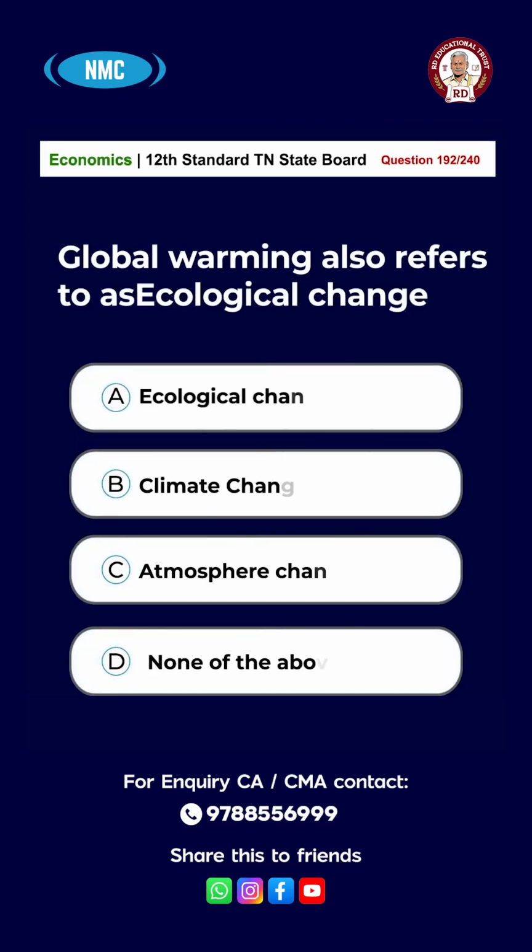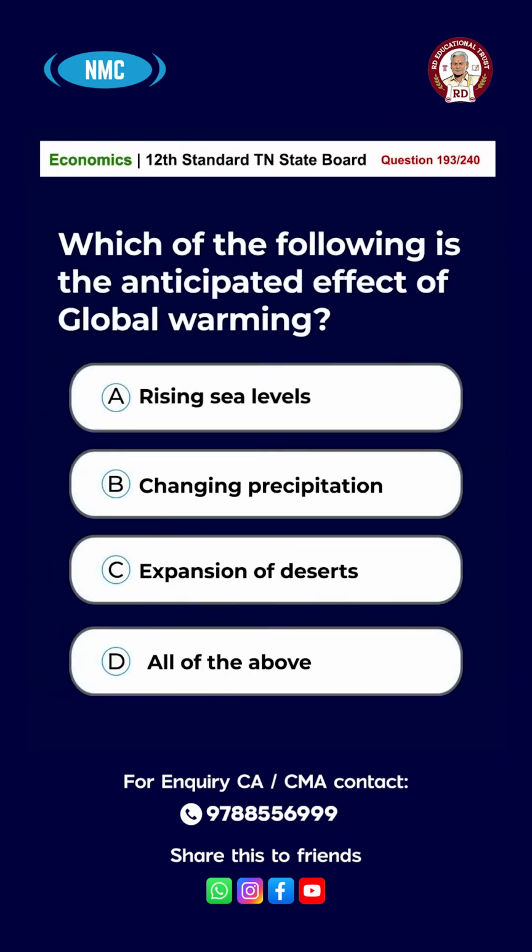Question number 192. Global warming also refers to an ecological change. Option A. Ecological change, B. Climate change, C. Atmosphere change, D. None of the above. The answer is option D. None of the above. Question number 193. Which of the following is the anticipated effect of global warming? A. Rising sea levels, B. Changing precipitation, C. Expansion of deserts, D. All the above. The answer is option B.